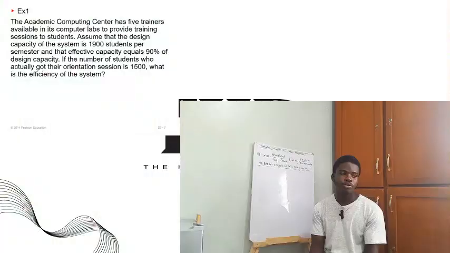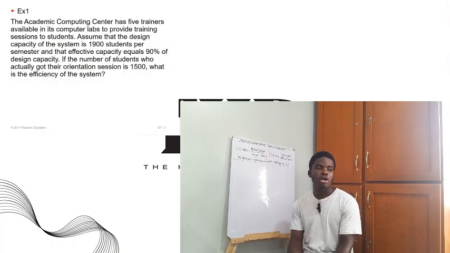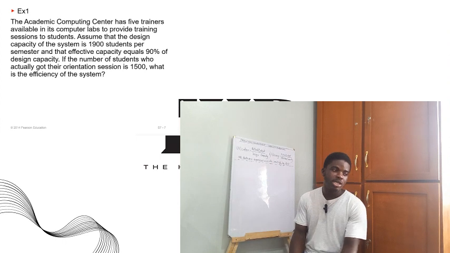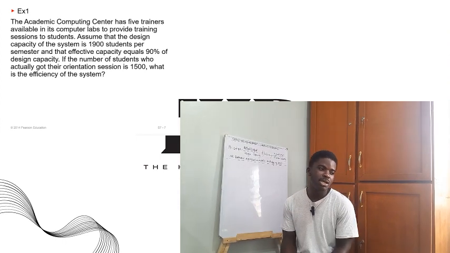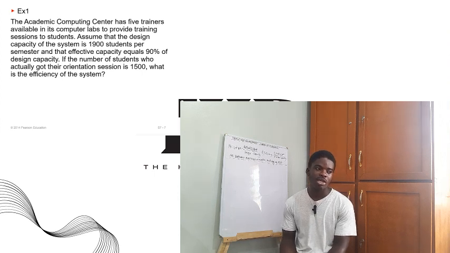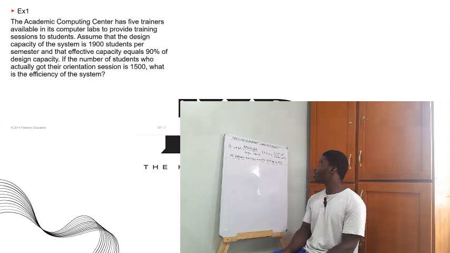We have a question. This question is on capacity planning. The Academic Computing Center has 5 trainers available in its computer labs to provide training sessions to students. Assume that the design capacity of the system is 1900 students per semester, and the effective capacity equals 90% of the design capacity. If the number of students who actually got their orientation session is 1500, what is the efficiency of the system? So in this example, we are finding efficiency.